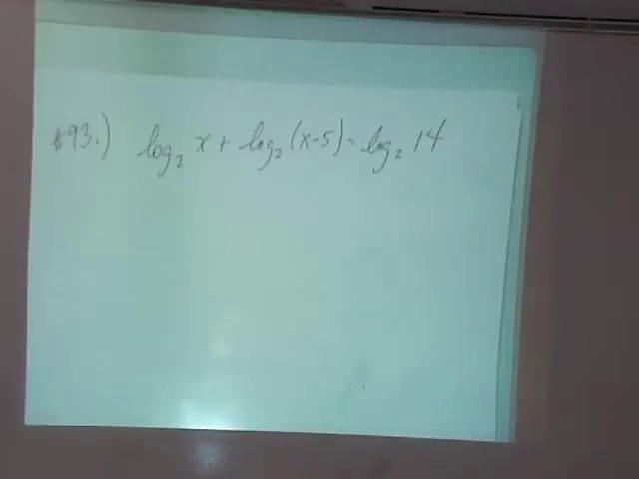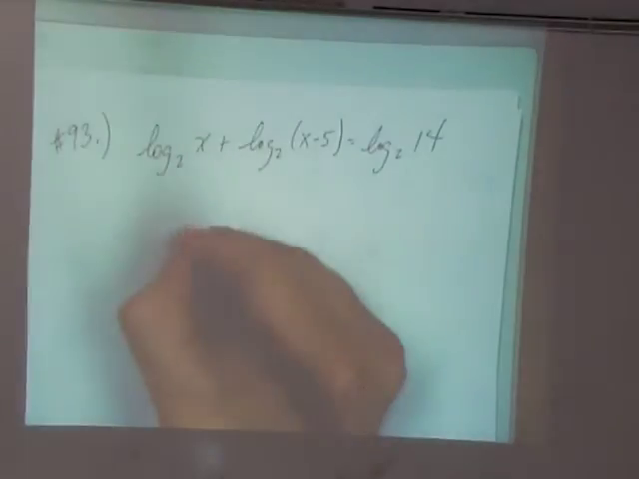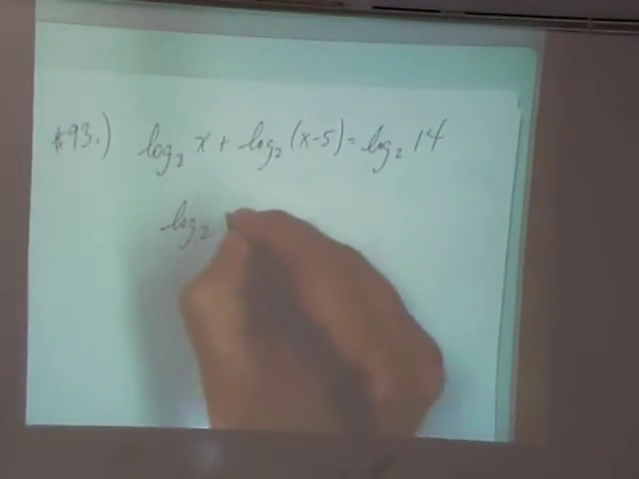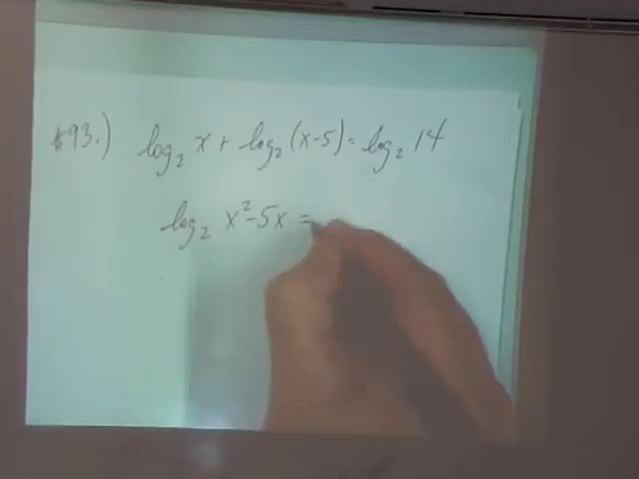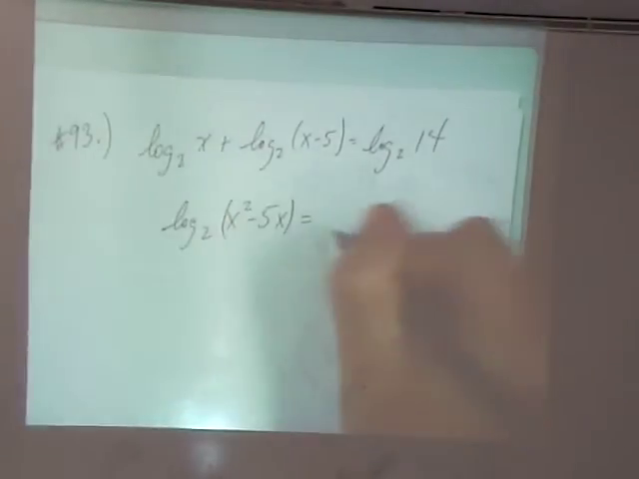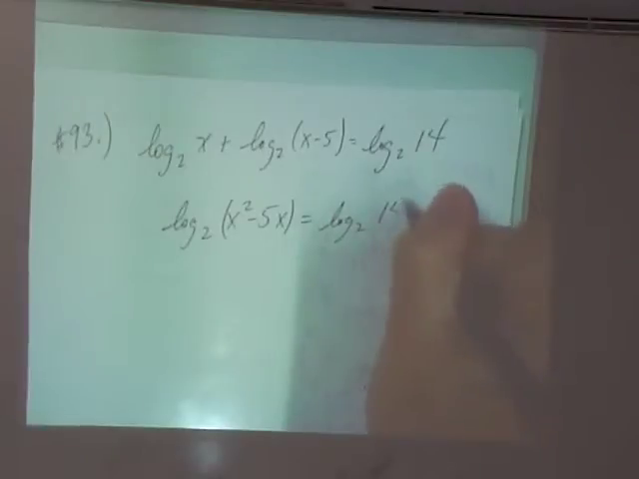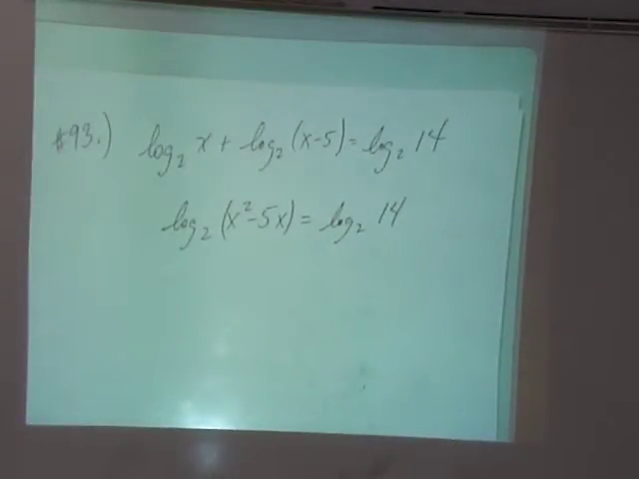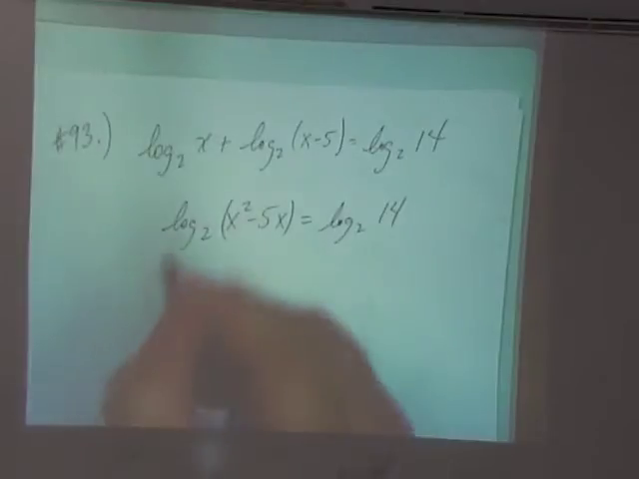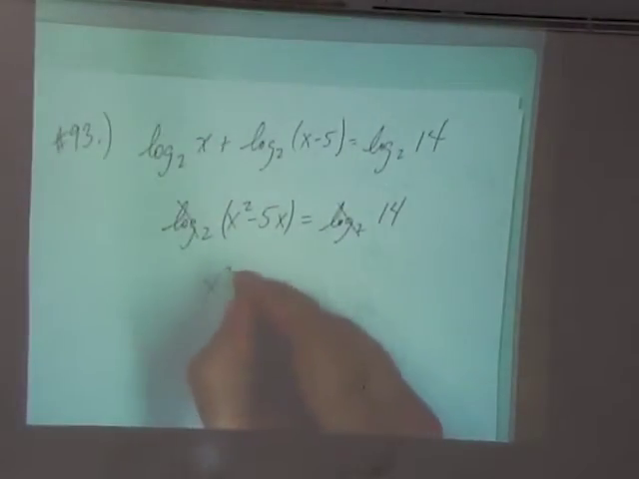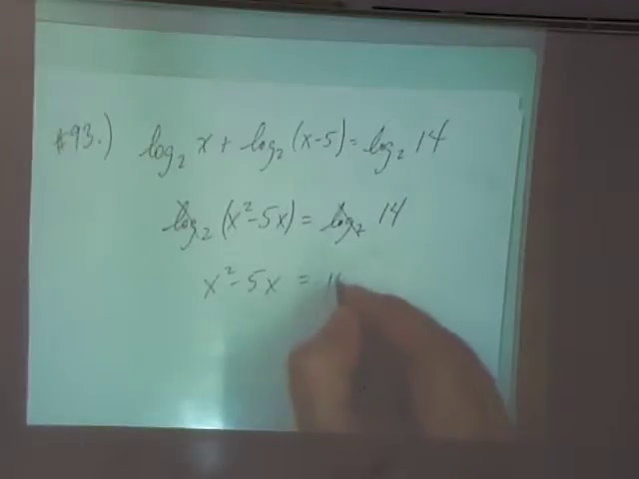I don't have any constants, they're all logs. So what I need to do, and some of you almost did this on your test, is make it a single log equals a single log. Then you can cross them out. So I'm going to combine this: log base 2 of x squared minus 5x equals log base 2 of 14. Now we can cross out the logs. So I have x squared minus 5x equals 14.